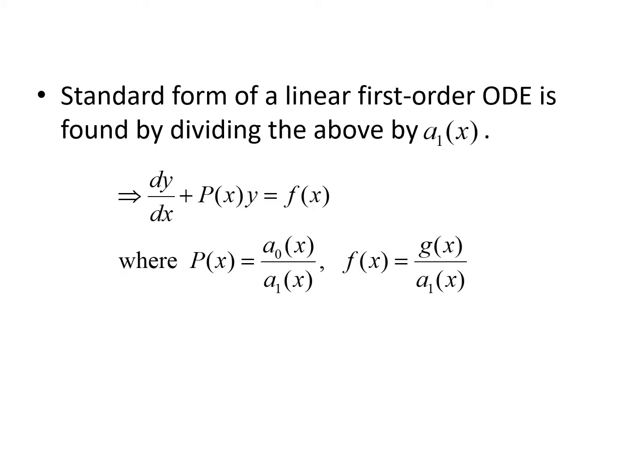We're going to want to put our linear equation into standard form. The standard form of a linear first-order ODE can be found by dividing everything by that leading coefficient a sub 1 of x. If I divide everything by a1 of x, then the dy dx is left alone, so it has a coefficient of 1 now. I get dy dx plus p of x times y, where p of x is a naught divided by a1, is equal to f of x, where f of x is the g of x function divided by a1. Essentially, I'm just going to divide the whole equation by whatever the coefficient of dy dx is.